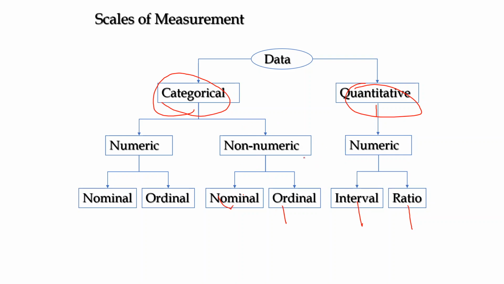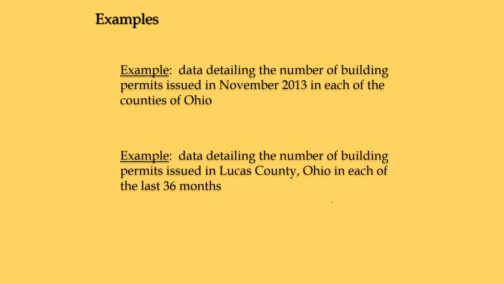So next, I will teach you another way to identify the data and also identify the limitation of this class. Look at these two examples. Both involve collecting building permits. Look at the first example: data detailing the number of building permits issued in November 2013 in each county of Ohio. I want to highlight two things in this example, the time and the location.